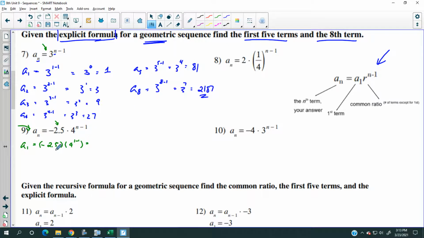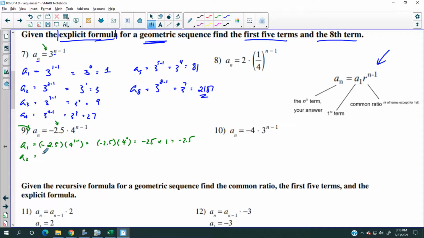So what I think I'll do is I'll do the first 3 and then give you the 8th term also, just to save a little bit of time. Let's see. So that's 4 to the 0 power, right? So that's negative 2.5 times 1, which is negative 2.5. So there's your first term. It turns out that is the initial value.